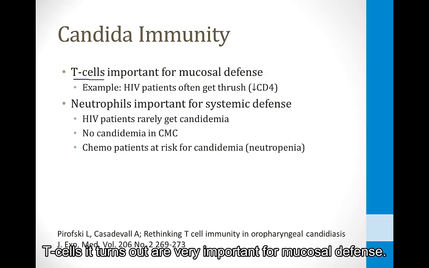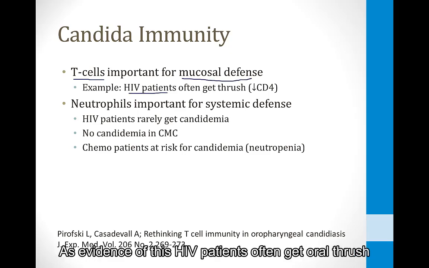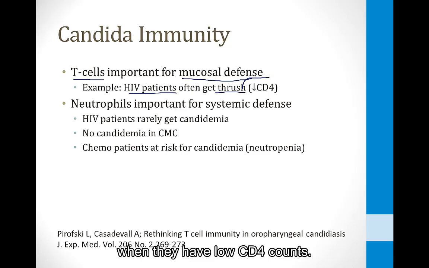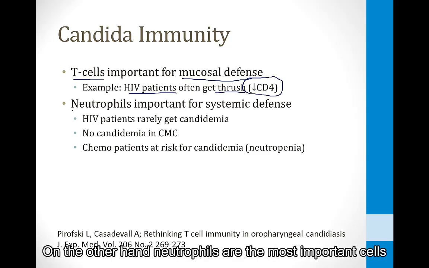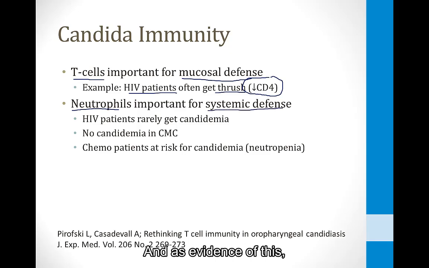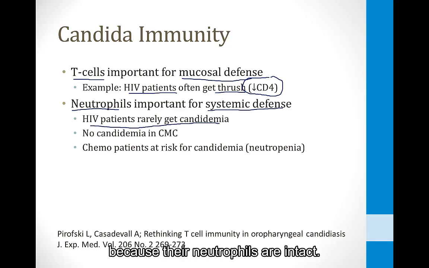T cells, it turns out, are very important for mucosal defense. As evidence of this, HIV patients often get oral thrush when they have low CD4 counts. On the other hand, neutrophils are the most important cells for systemic defense, and as evidence of this, HIV patients rarely get candidemia because their neutrophils are intact.